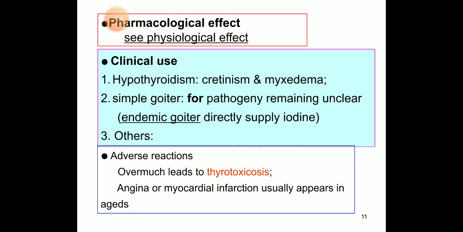So in hypothyroidism, in simple goiter with pathogeny remaining unclear, and in endemic goiter, directly supply iodine. Among adverse reactions, sometimes it can lead to thyrotoxicosis or sometimes angina or infarction, which is very common with T3 hormone, not with the T4. So this is a little bit about the main drugs used in hypothyroidism.